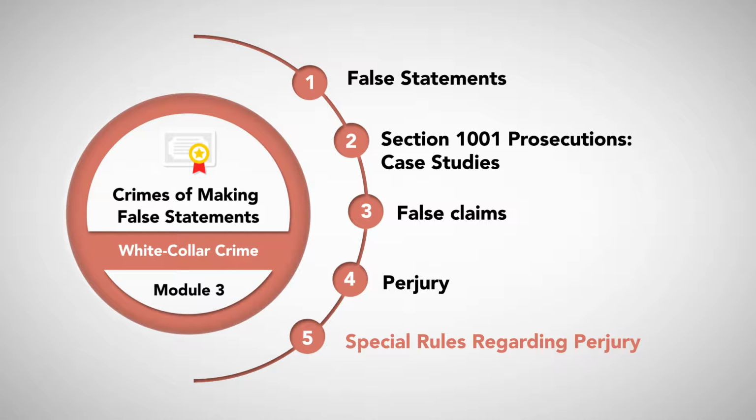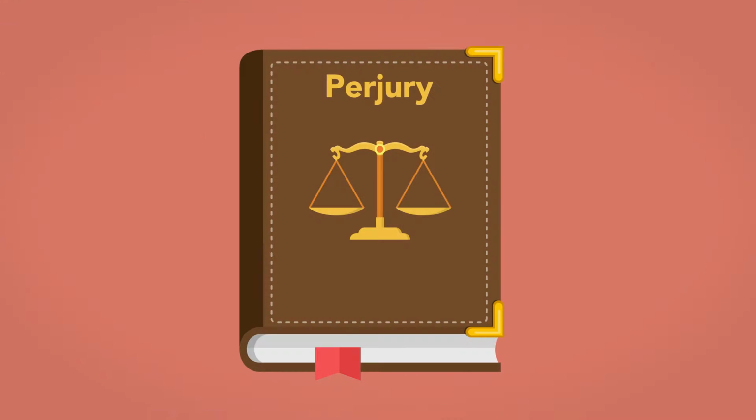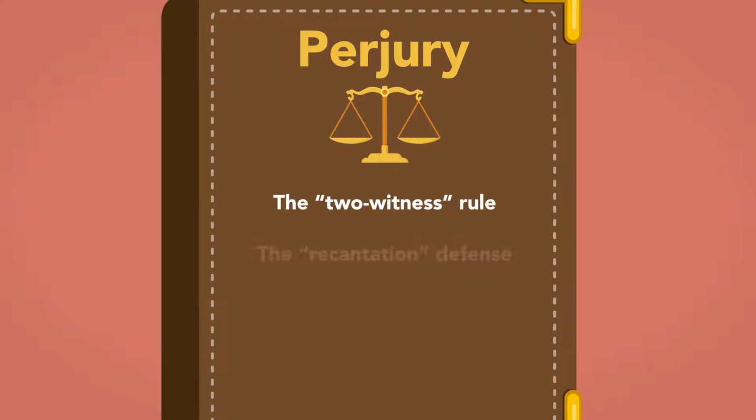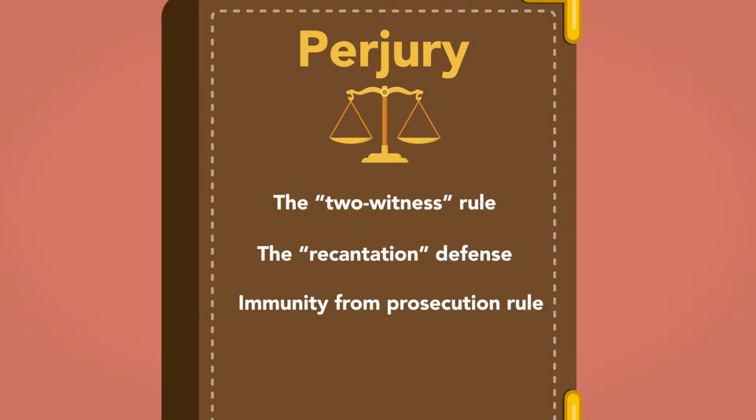Special rules regarding perjury. Perjury statutes and case law present some unique principles that are worth focusing on. Those are the two-witness rule, the recantation defense, and the immunity from prosecution rule.